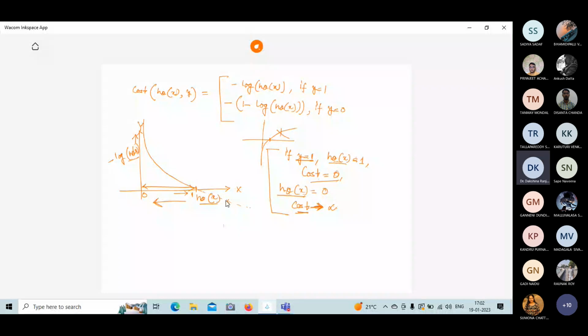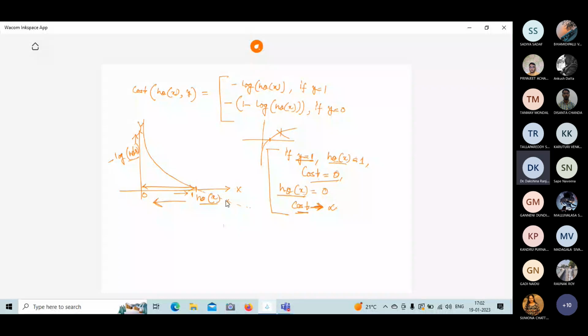That means on one side we are claiming that the class level is found to be 1, which means the tumor is a malignant tumor. On the other hand, the cost is not 0, but the cost is found to be infinity. So this is quite impossible.